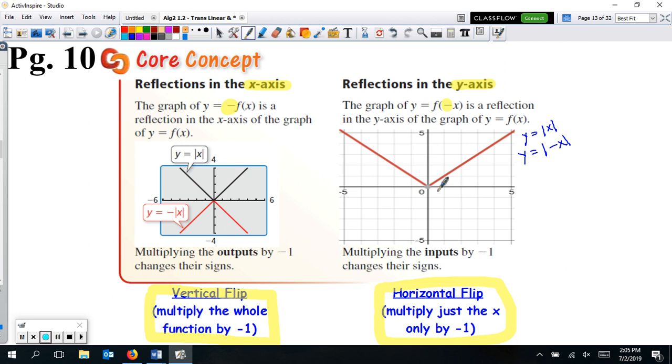So this one really doesn't have much of a change when you're actually looking at the graph, but you will multiply the inside here where the x is by a negative. All right, let's take a look at a couple of those now.